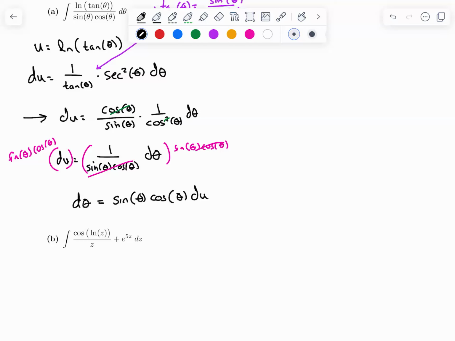So cosine out. Keep writing. Sine of ln of z plus 1/5 e to the z plus a constant c.